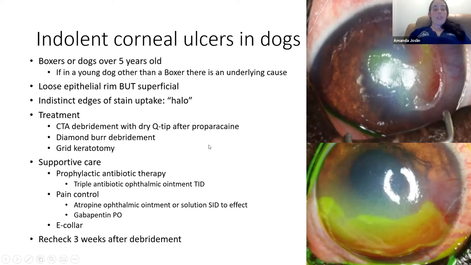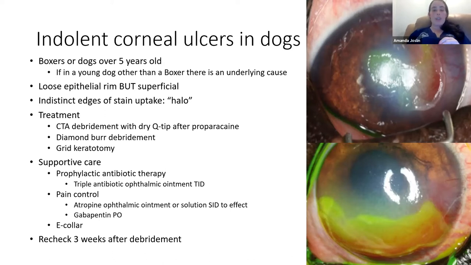Even though it's not infected, you still want to treat it as if it was a superficial ulcer, so prophylactic antibiotic therapy, atropine ophthalmic ointment or solution. Typically, these guys are painful. They've been dealing with it for a more extended period of time. So I add in gabapentin, especially after the debridement. And I recheck 3 weeks later.